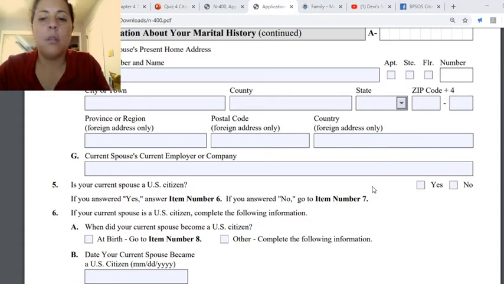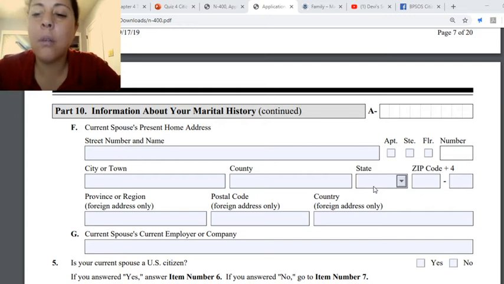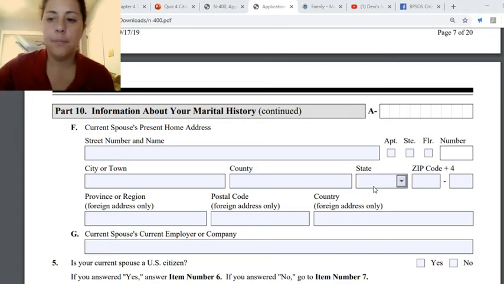That is the city your husband or wife lives in. State, remember abbreviations: CA for California, CO for Colorado, AZ for Arizona. You will choose the correct state, then you will write the zip code, 92831, for example.